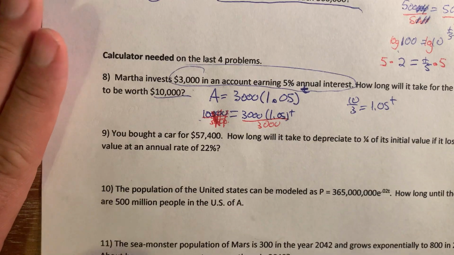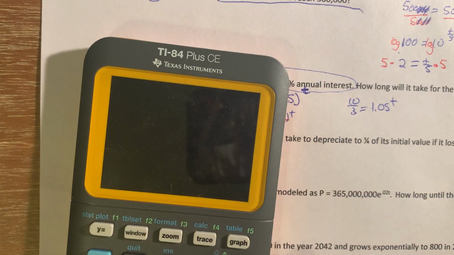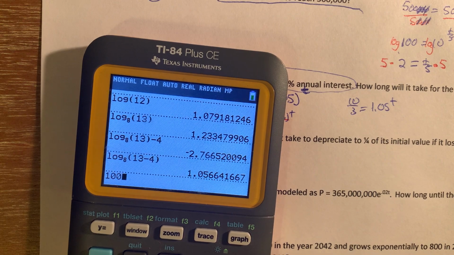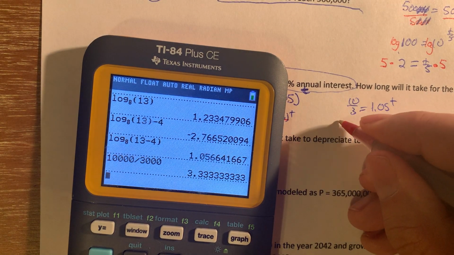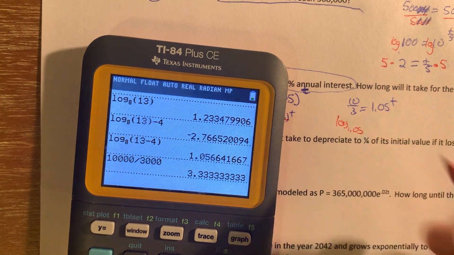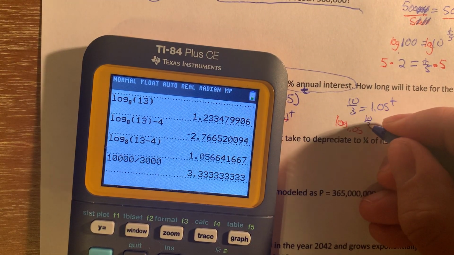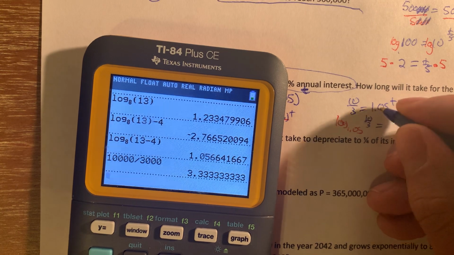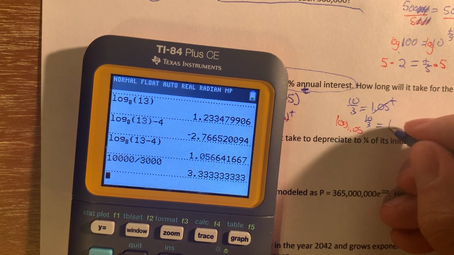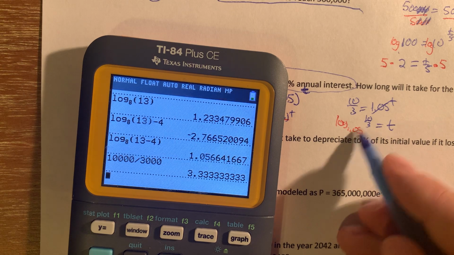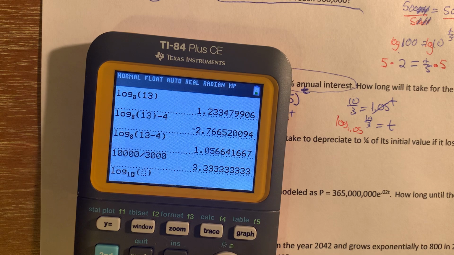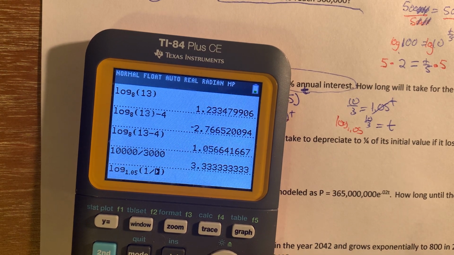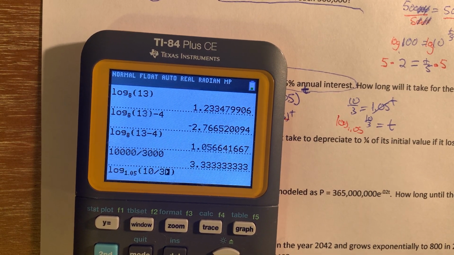You could also do it in a calculator. If you did 10,000 divided by 3,000, you would get 3.333. Now we have to be a little careful here because the next step is log base 1.05. So log base 1.05 of 10 thirds equals, that'll cancel out the 1.05 here. We just did log on both sides. It'll be t. So now I could type in Desmos log base 1.05 of 10 thirds, and this will get me the right answer.